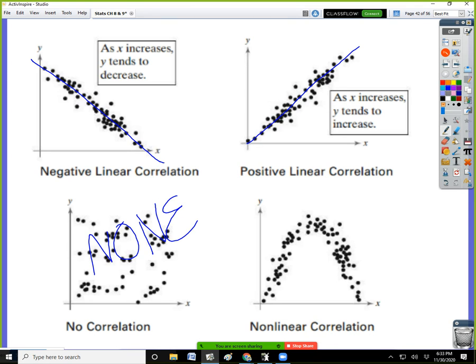Now, you'll notice this one looks like it would fit a parabola really well, wouldn't it? So it has what we call nonlinear correlation. Does that make sense?